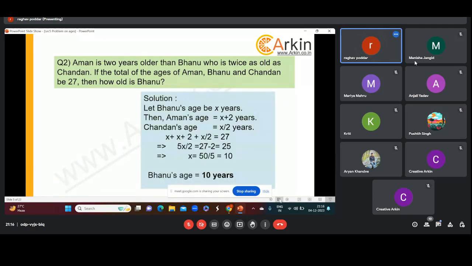So how do we do it? Aman is 2 years older than Bhanu. So let Bhanu's age be x. So Aman's age would be x plus 2. Who is twice as old as Chandan? Always remember that whatever is written before 'who', I am talking about that person. That means I am talking about Bhanu. Bhanu is twice as old as Chandan.